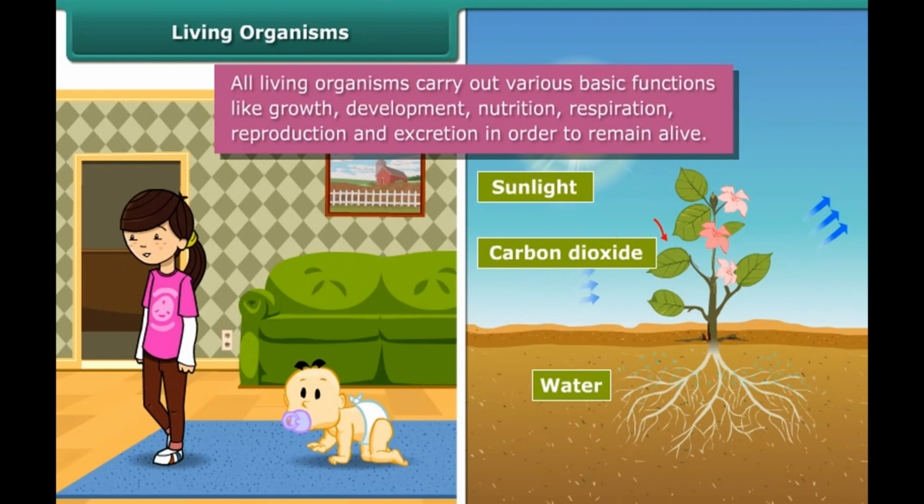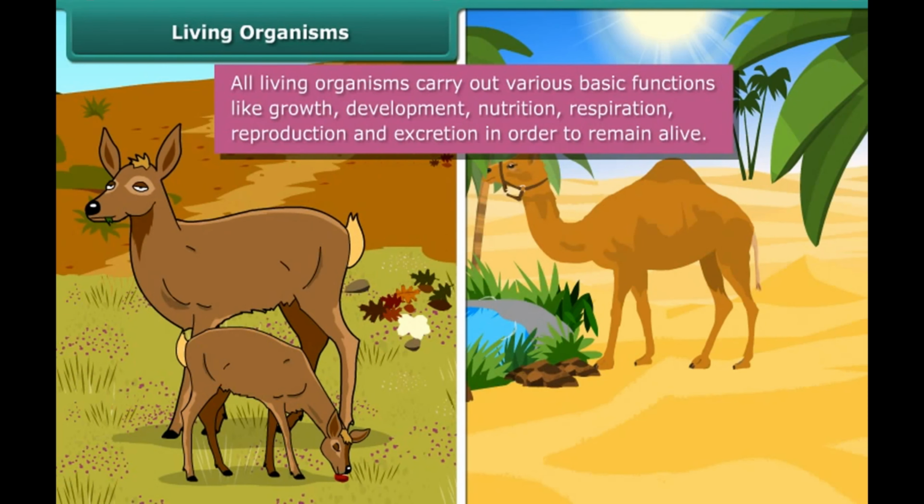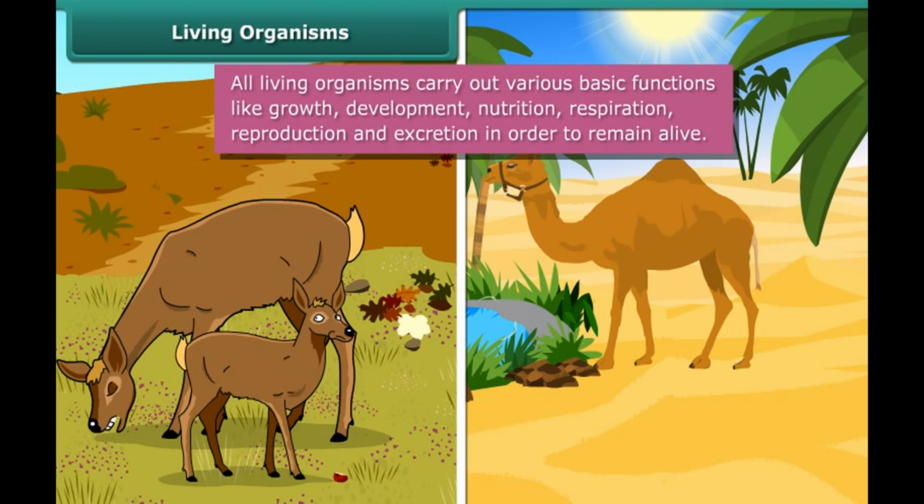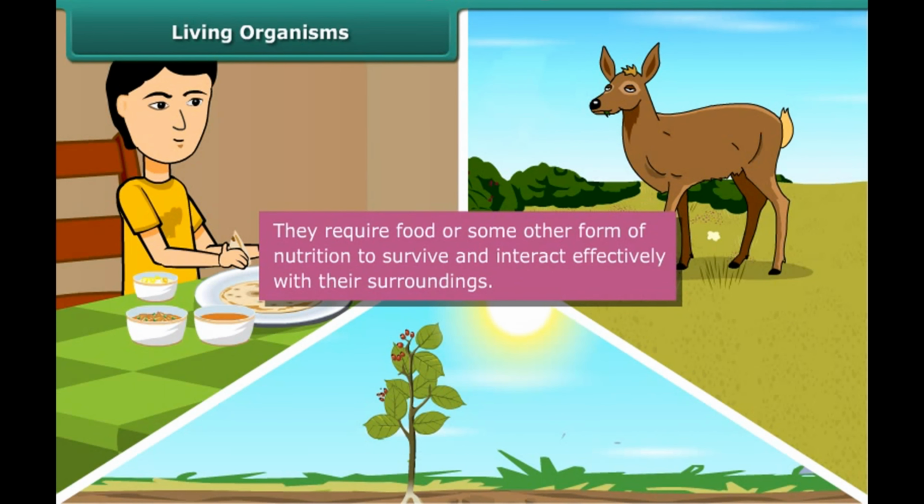All living organisms carry out various basic functions like growth, development, nutrition, respiration, reproduction, and excretion in order to remain alive. They require food or some other form of nutrition to survive and interact effectively with their surroundings.